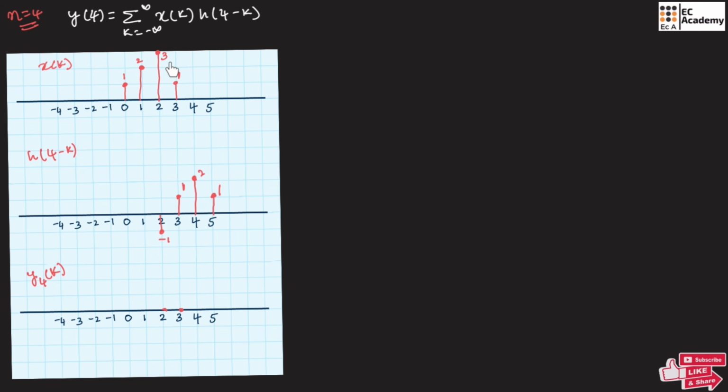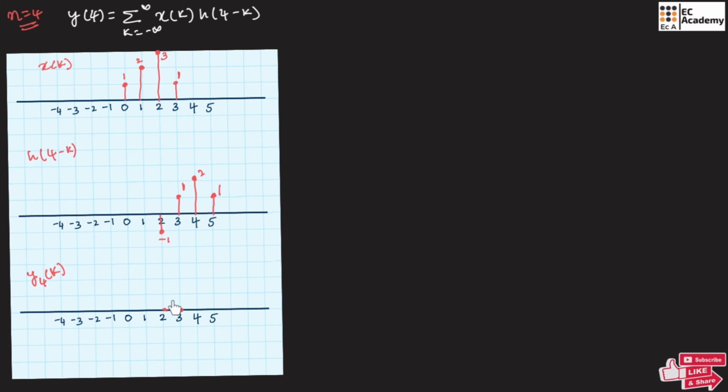For n is equal to 4, we can write y of 4 is equal to summation of k is equal to minus infinity to infinity x of k into h of 4 minus k. So h of minus k should be shifted 4 divisions right side and multiplied with x of k to obtain y of 4. Now this is the sequence x of k, and this is the sequence h of minus k which is shifted towards right side 4 divisions.